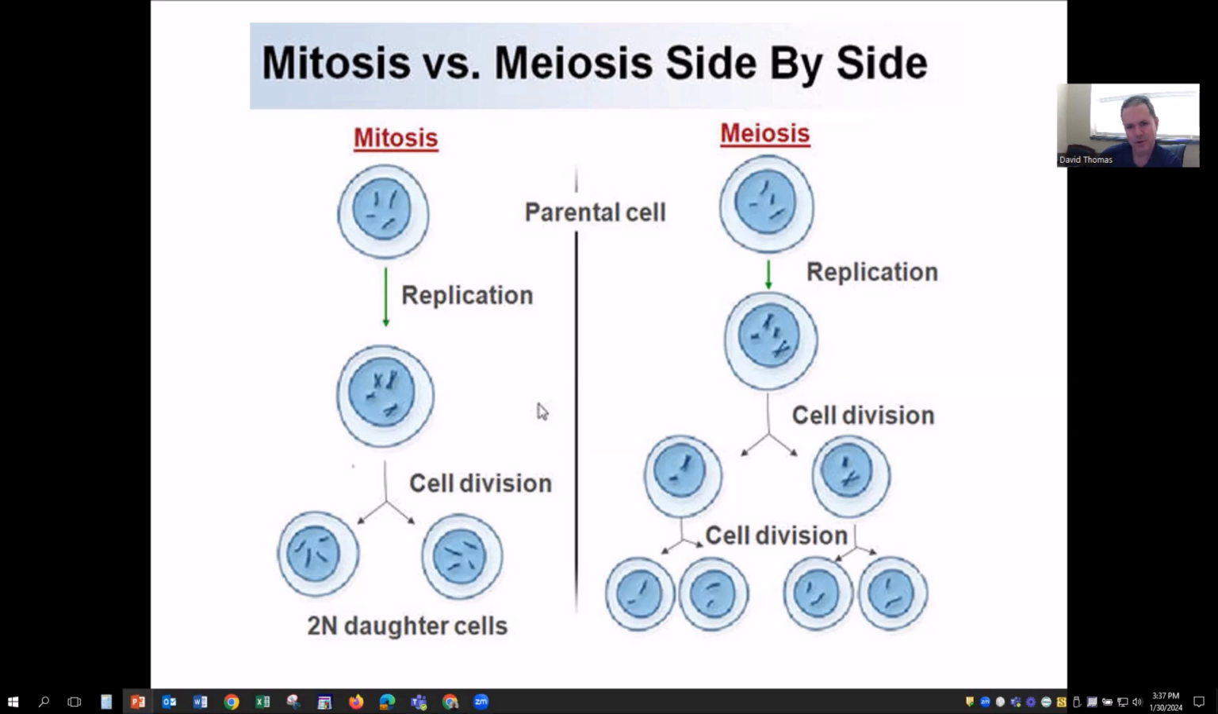Let's look at that parent cell to start us out. This is just an example, and so each line here represents a chromosome. So for example, this parent cell here would have 1, 2, 3, 4 chromosomes in that cell, and that's what they started out with on this side of the example. So right off the bat, we start out the same.